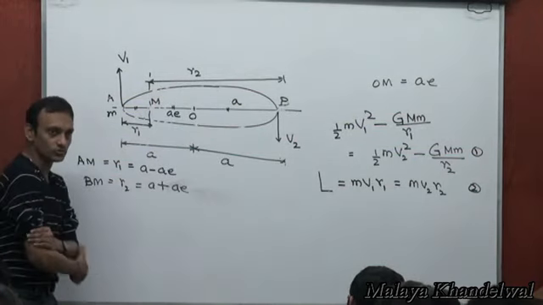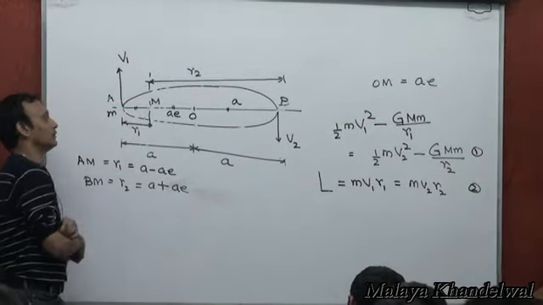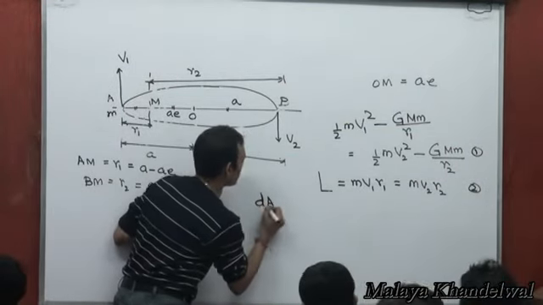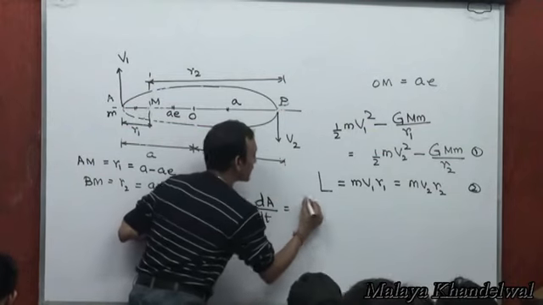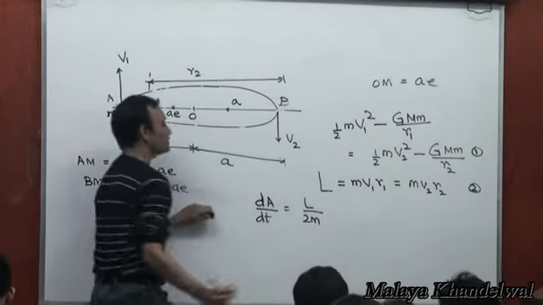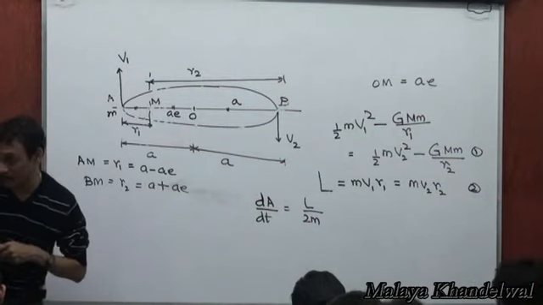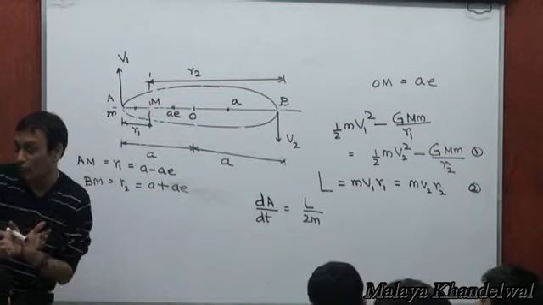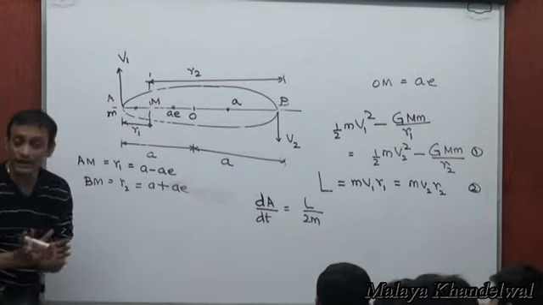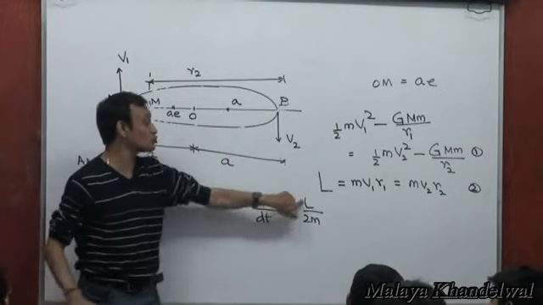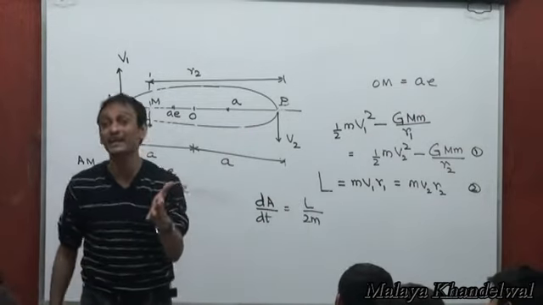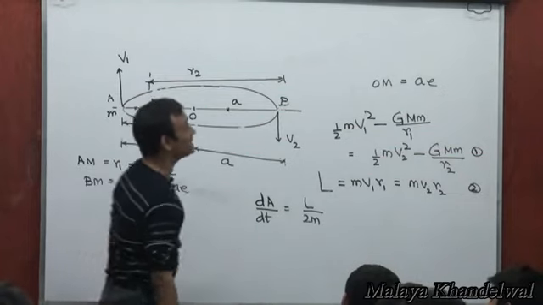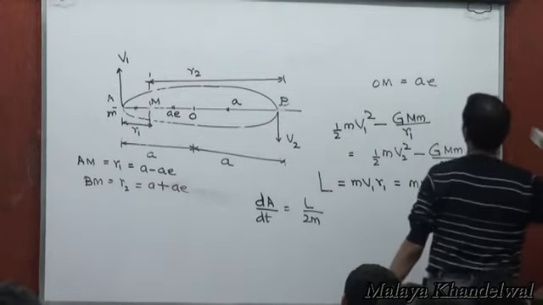Once I do that, then realize that the rate at which area is described about M is L by 2M. We figured that out, the law of areas. Constant rate of description of area about the focus, capital M, dA dt is L by 2M. This we know. Now L is known, so dA dt is known in terms of A and E. dA dt will be known in terms of A and E.